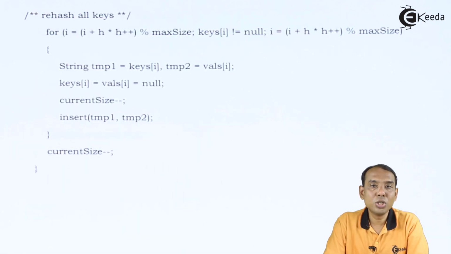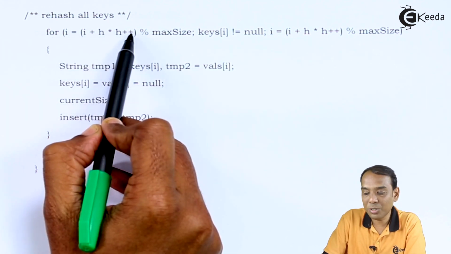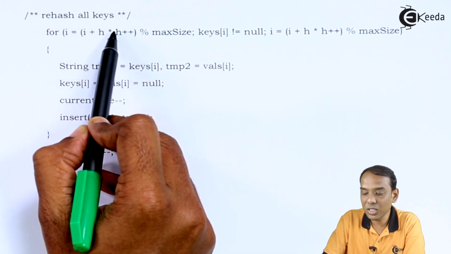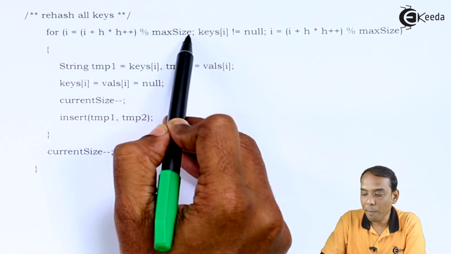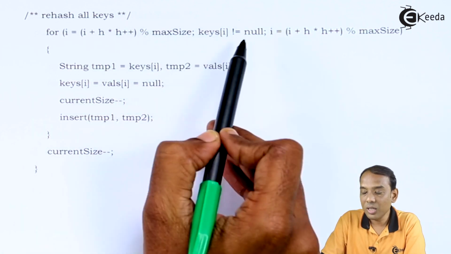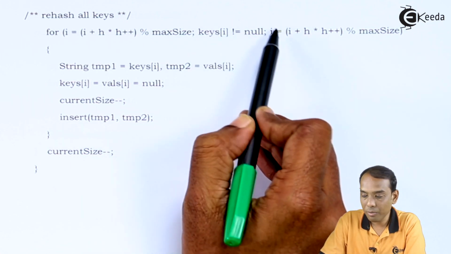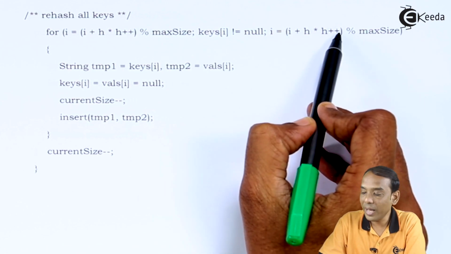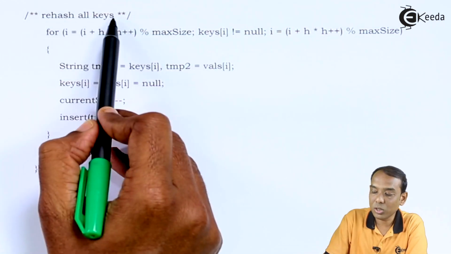Now we look at the function to rehash all the keys. For i = (i + h * h++) % maxSize. This is called post increment. We have i = (i + h * h++) % maxSize. Once this is done, then we check with the keys: keys[i] not equal to null. While this is true, we have i = (i + h * h++) % maxSize. This is how you increment, so that we can rehash all the keys.